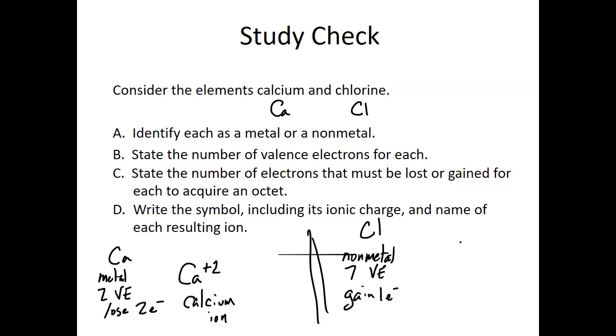The result would be Cl minus, or Cl minus 1, or Cl 1 minus. All those would be considered okay. Here's a little bit of difference. When we go to name this, we're going to change the name of the substance slightly.